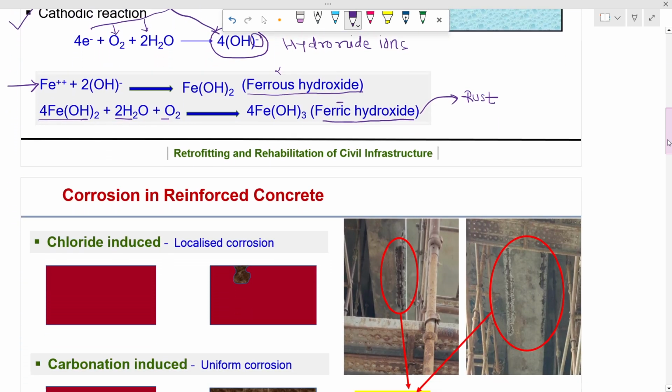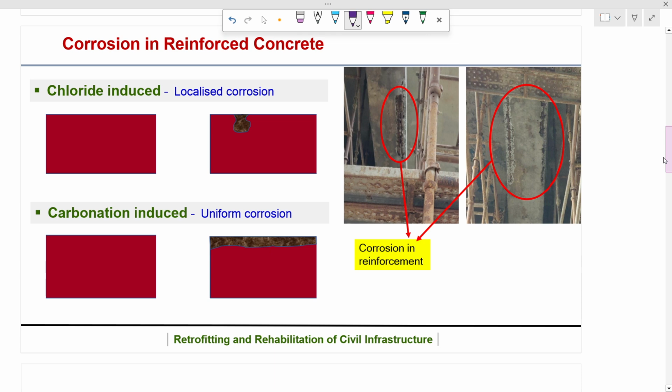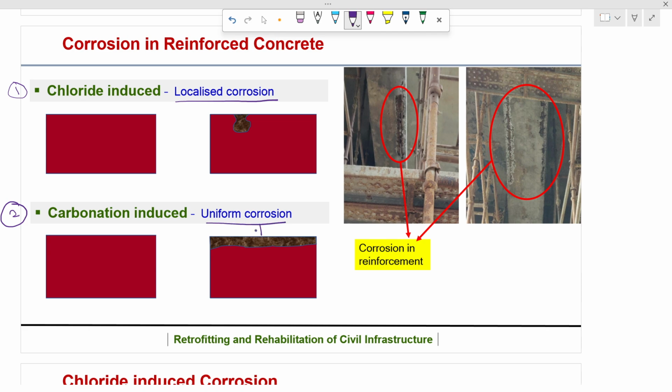Now let's understand the types of corrosion. There are two types of corrosion. The first one is chloride induced corrosion and the second one is carbonation induced corrosion. Generally, chloride induced corrosion is referred to as localized corrosion, whereas carbonation induced corrosion is referred to as uniform corrosion.